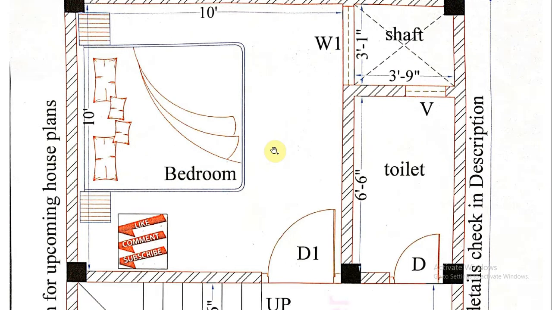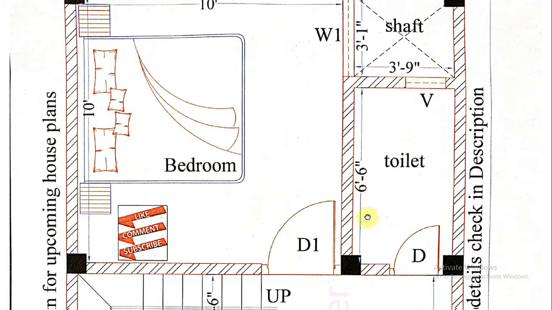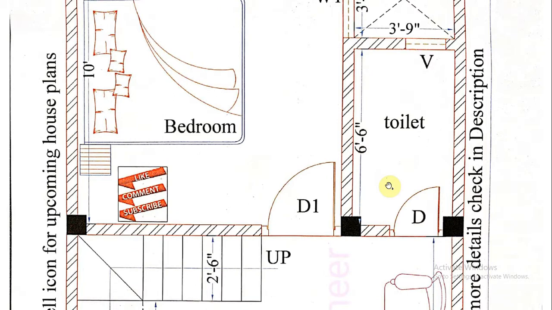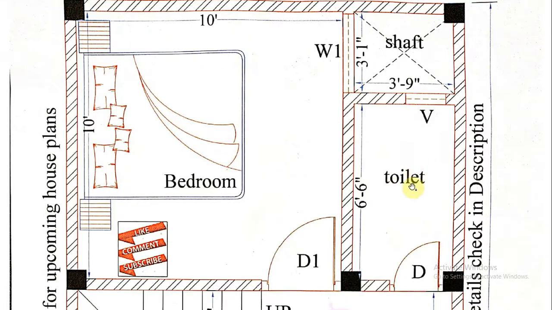just on the right side of this bedroom I designed one toilet and bathroom. This is a common, combined toilet and bathroom. This 6 feet is the length, and 3 feet 9 inch is the width of this toilet, and 2 feet 7 inch is the door width, and 7 feet will be the height of this door. And this is the toilet and bathroom.